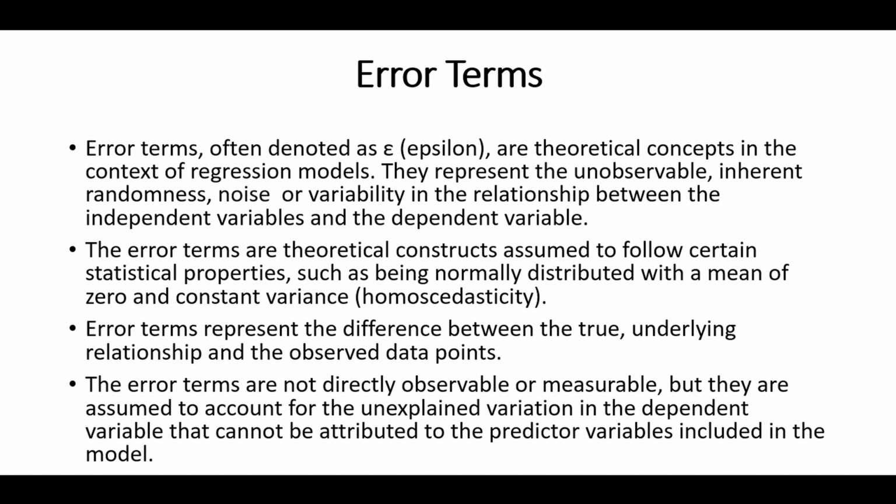Error terms are not directly observable, as residuals are. The error terms are not directly observable or measurable, but they are assumed to account for the unexplained variation in the dependent variable that cannot be attributed to the predictor variables included in the model. For example, 71.8 was the explained variation in our model. The rest is unexplained, and that is the error term.